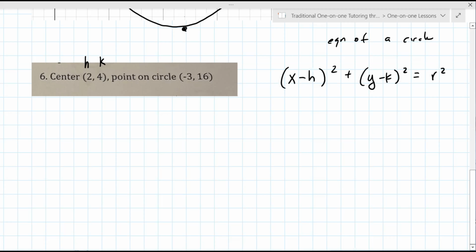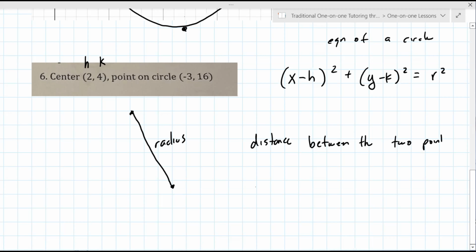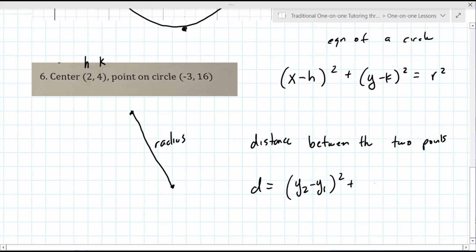Now, if you look at the graph of this, let's say 2, 4 is there roughly, and 16, minus 3 is there. The distance from the center to a point on the circle is called the radius. So you have to find the distance between the 2 points. Would I do that with rise over run? You have to use the distance formula. So (y2 minus y1) squared plus (x2 minus x1) squared, square root.